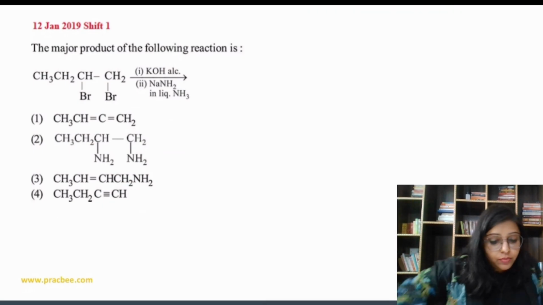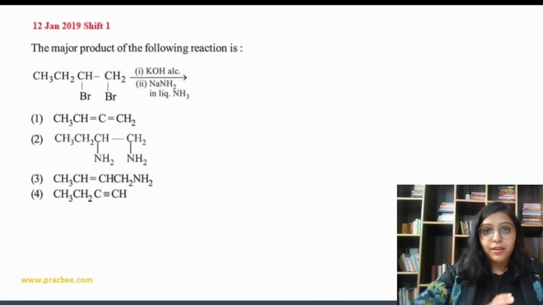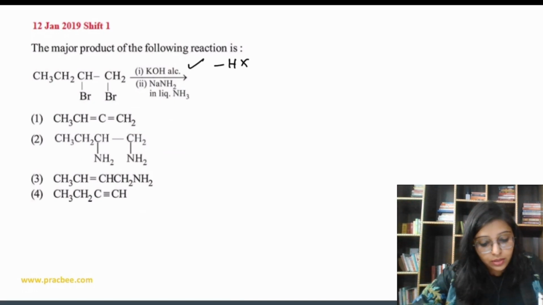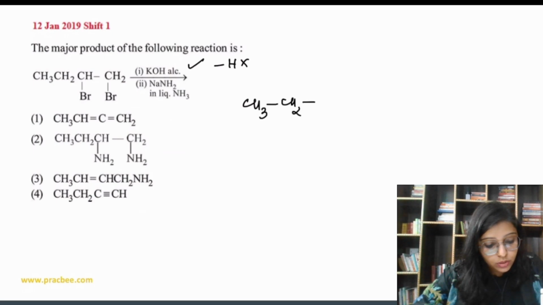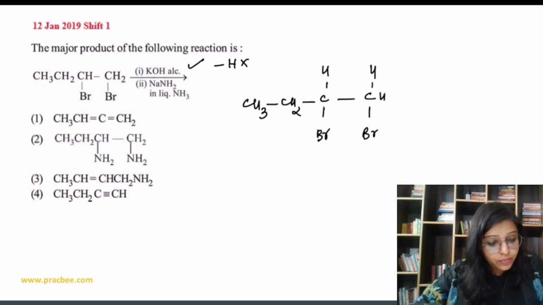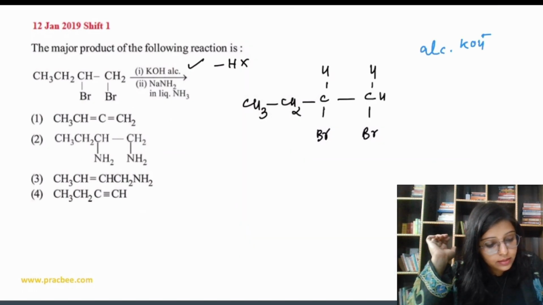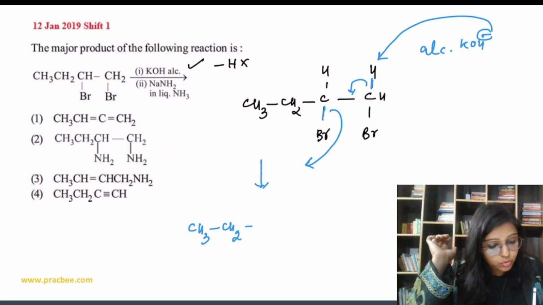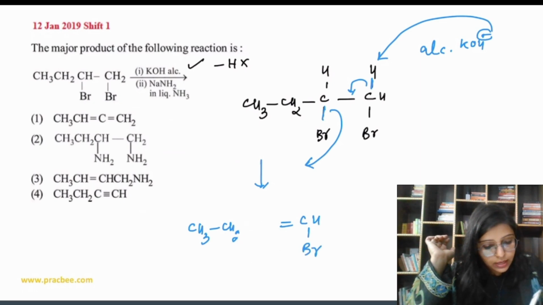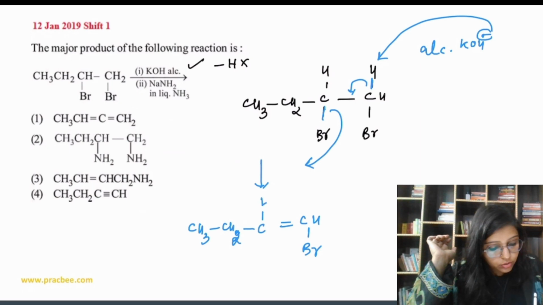The major product of the following reactions. See, Br. Dehydrohalogenation. So CH3, CH2, CHBr, CH2Br. Okay? So what happens in the first step? Alcoholic KOH takes one of the hydrogens, the electrons of this bond shift over here and Br leaves. So we have CH3, CH2, CH double bond CHBr. Or I should write it like this, CH.